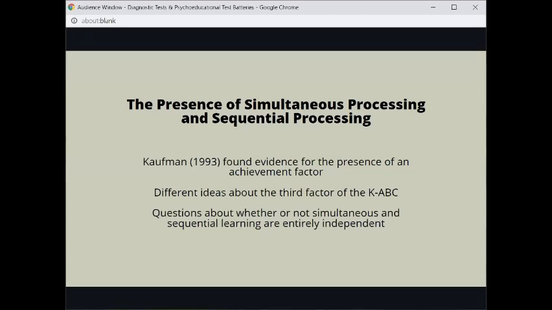In addition to questions about what the elusive third factor actually measures, questions have also been raised about whether or not sequential and simultaneous learning are entirely independent. Next slide, please.